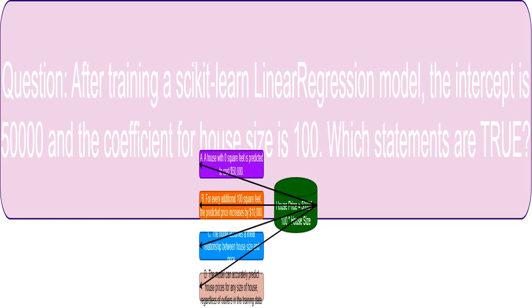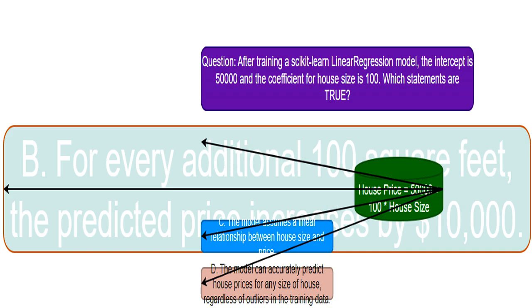This is true because the intercept, the constant term, of the linear regression equation represents the predicted value when the house size is 0. That's our base price. Let's test this. If you increase the house size by 100 square feet, the price increases by 100 times $100 equals $10,000. This also means the coefficient, 100, indicates how much the price changes with each increase in house size. So the statement is true.